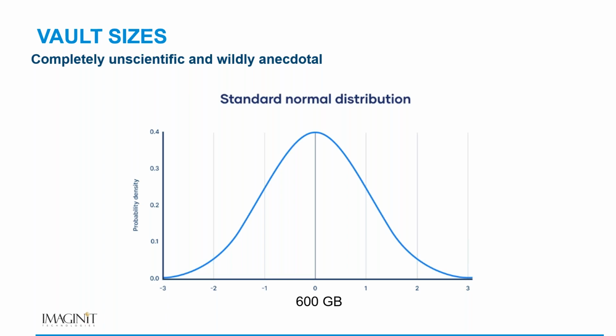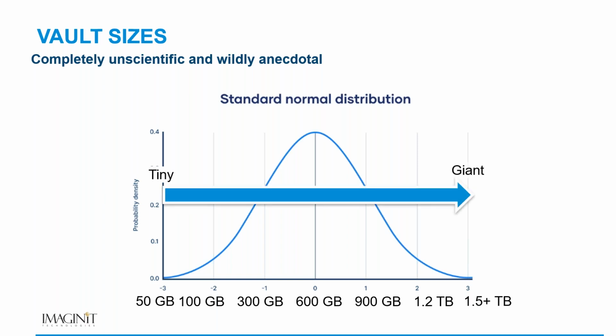And then as we move along the standard deviation, we start to get into what I call a tiny Vault, which is 50 gig or smaller. Every now and again, I'll run into somebody who has an 8 gig Vault. And it's just like, wow, yeah, we can do that in 5 minutes. Then as it goes up the chain, we get up into the giant vaults, and you're into the multiple terabytes, 1.5 terabytes or higher. We're getting into very large vaults.